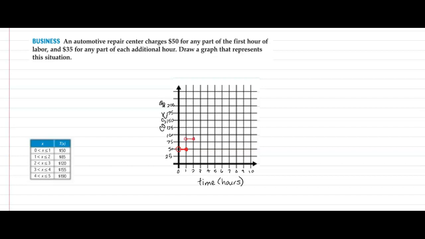And you pay 85 all through that next hour until you get to 2 hours. Then it jumps to 120. And you pay 120 all the way until you get to hour 3. At hour 3, it jumps up to $155. And you pay $155 all the way through that hour until you get to hour 4. And finally, $190 for that next hour. And you would continue to just keep adding 35 and drawing across the next hour as long as you need for your entire graph.